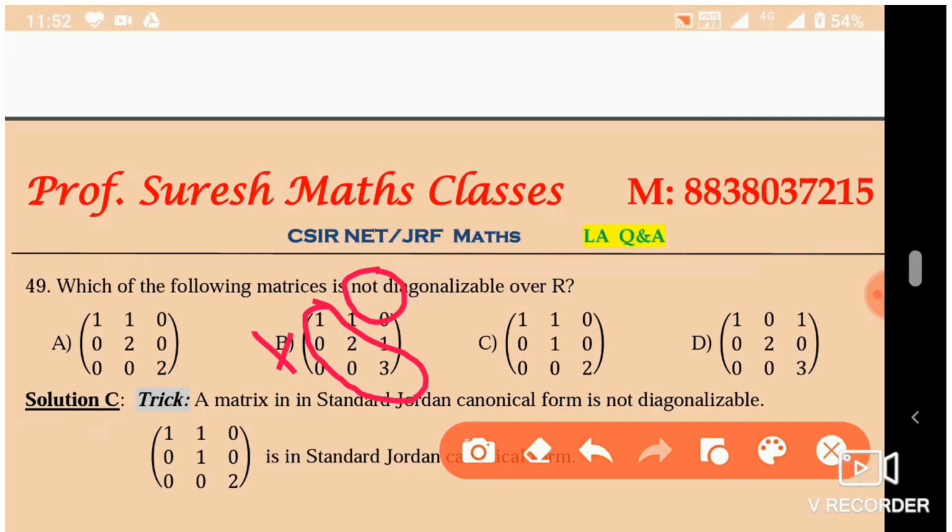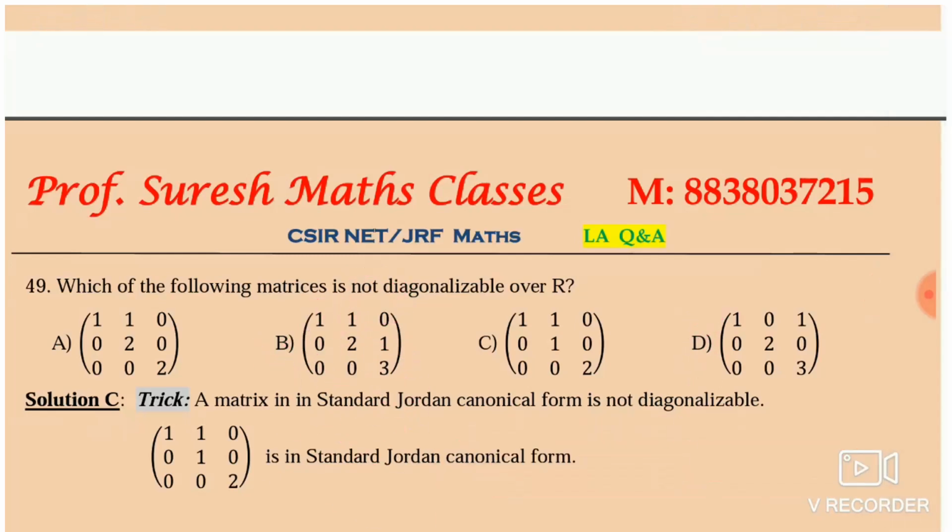And also see the last one, 1, 2, 3 are the eigenvalues, distinct eigenvalues. So it is diagonalizable. But the converse of the result is not true. If the eigenvalues of a matrix are not distinct, that does not mean it is not diagonalizable. Option A and C may be diagonalizable or not diagonalizable. I repeat, if eigenvalues of a matrix are distinct, then the matrix is diagonalizable. That's all. If a matrix is diagonalizable, that does not imply the eigenvalues must be distinct.